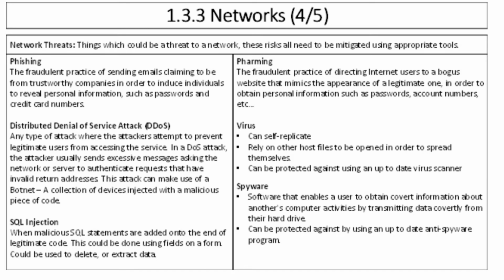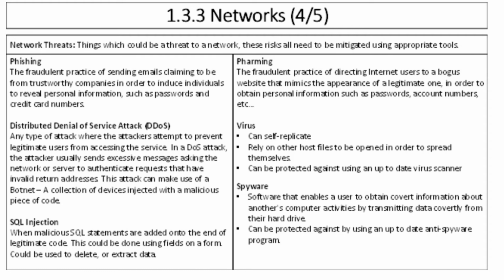Network threats though. Things which could threaten a network. These risks all need to be mitigated using the appropriate tools. Phishing: the fraudulent practice of sending emails claiming to be a trustworthy company in order to induce individuals to reveal personal information, such as passwords and credit card numbers.